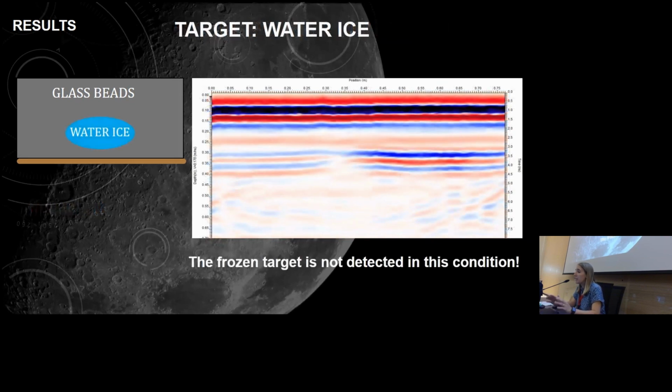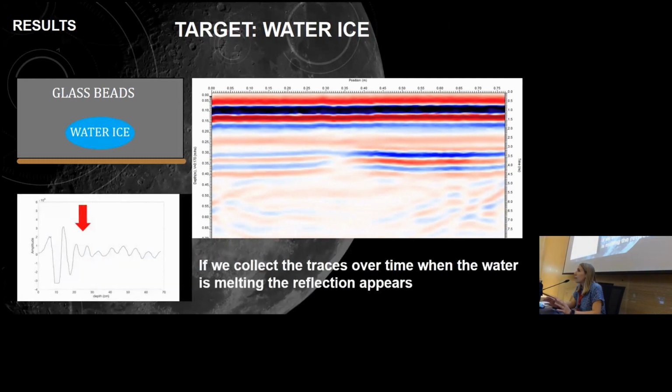We insert the water ice in our box, and of course here we don't clearly see any kind of anomaly in the radargram. So in this scenario, the frozen target is not detected in the laboratory condition. And as I mentioned before, we let the target melt and we acquire the traces every 5 minutes to track the melting process. Here, in this figure, the red arrow reports the very first trace acquired when the target is still frozen, and it indicates the position of the target in the box.